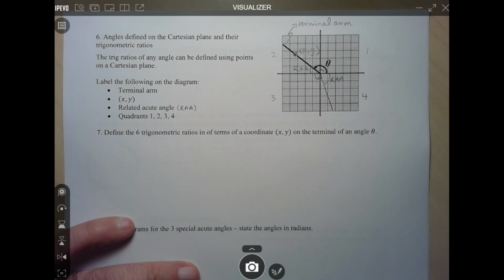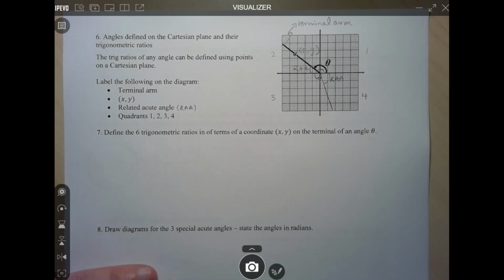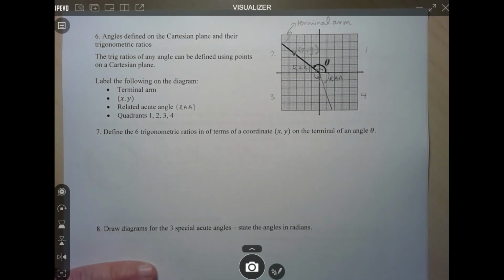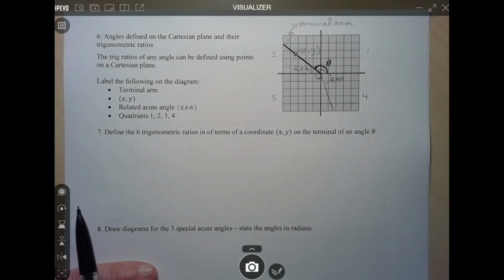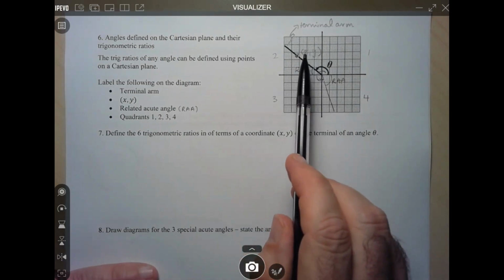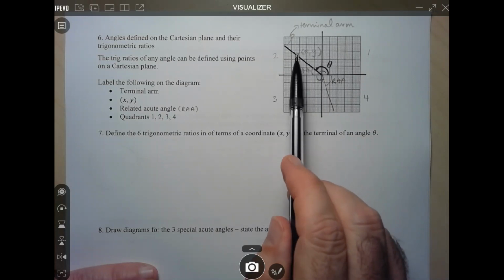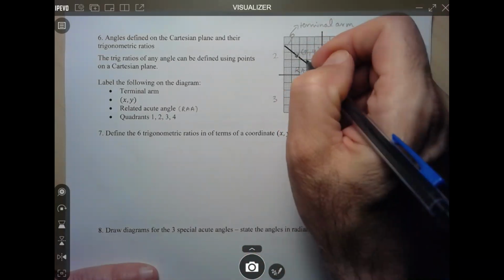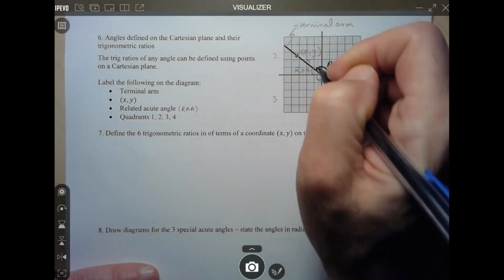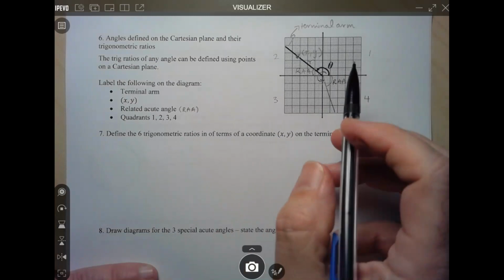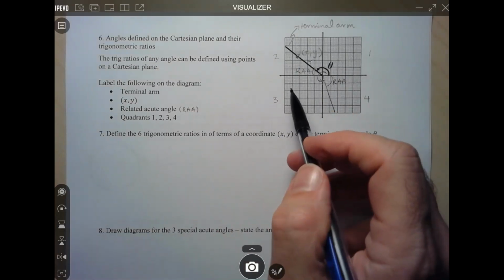Okay, and these are going to be all important characters in our story in working with angles on the Cartesian plane and their trigonometric ratios. So what I would like you to do now is to write out the 6 trigonometric ratios. But I don't want you to be using opposite, adjacent, hypotenuse. I want you to be using now our coordinates of the point on the terminal arm and the r value, which is the distance between 0, 0 and that point on the terminal arm.